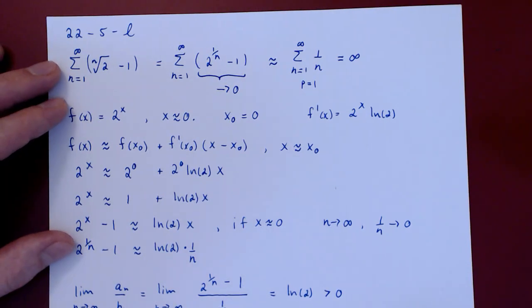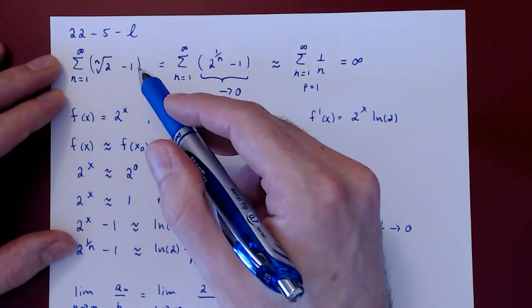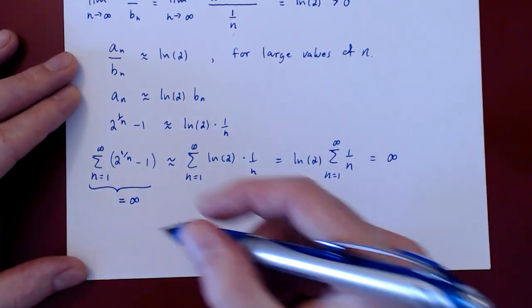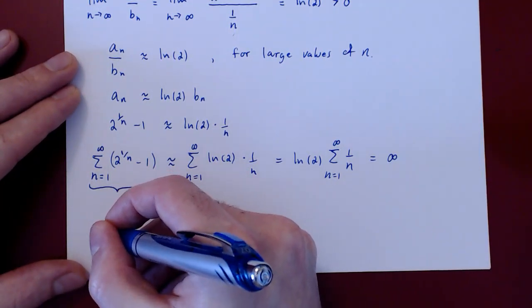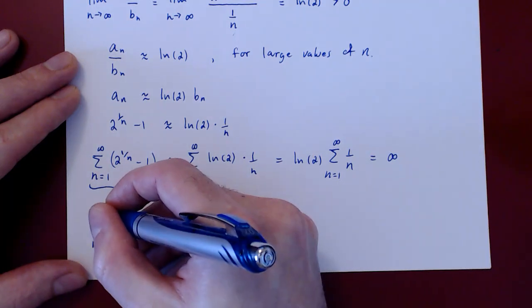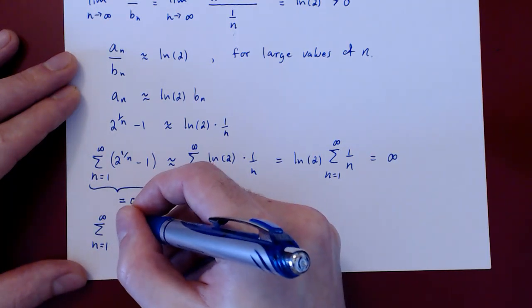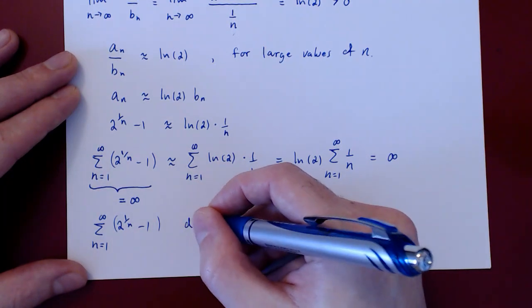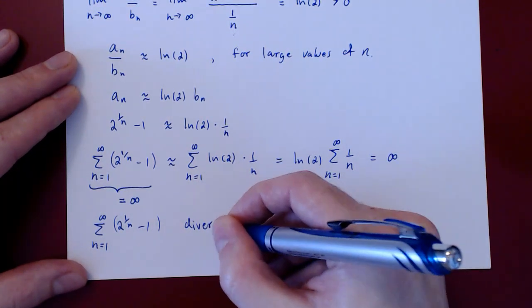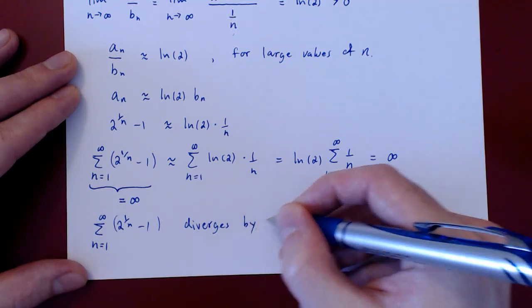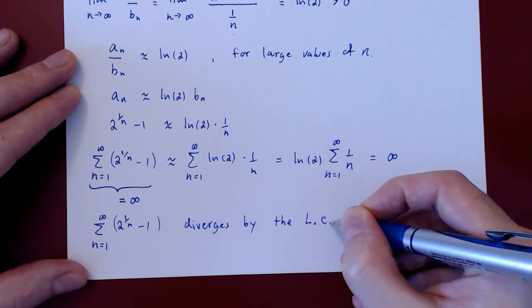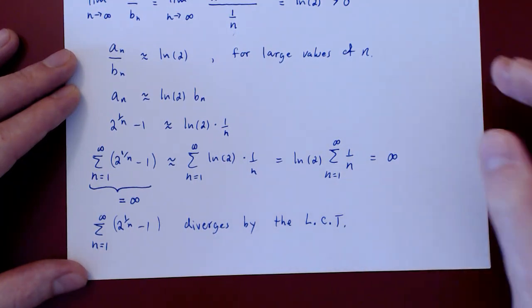And that is our conclusion. So the initial series diverges by the limit comparison test. And we can write this down. LCT for limit comparison test.